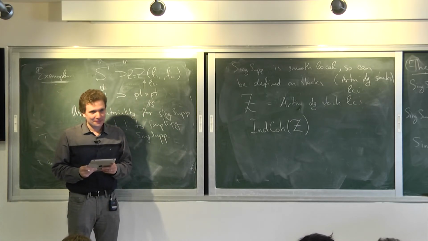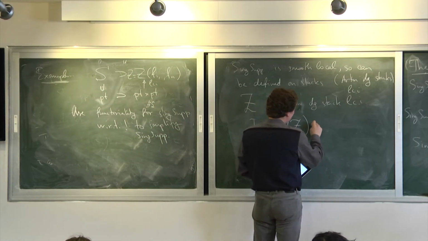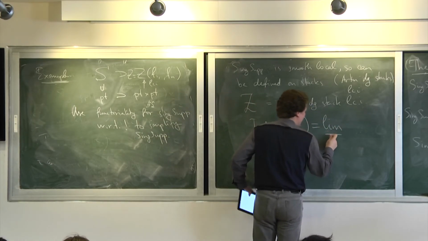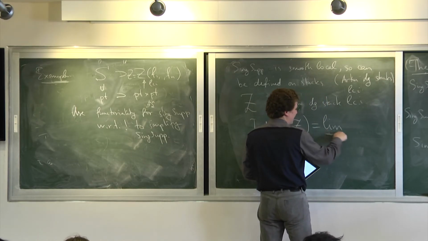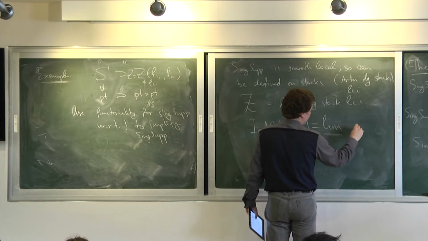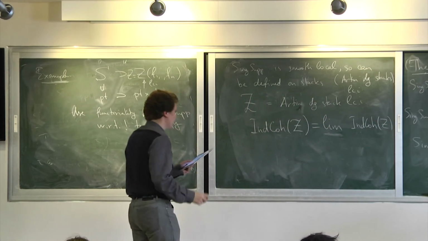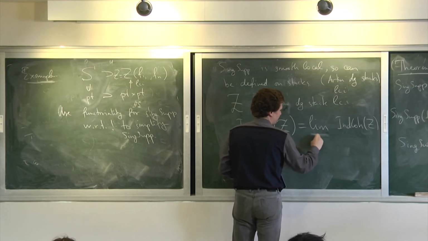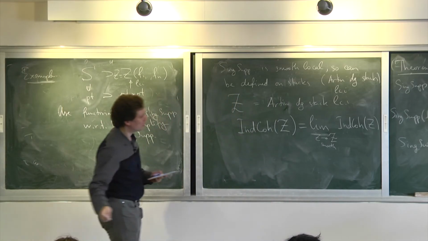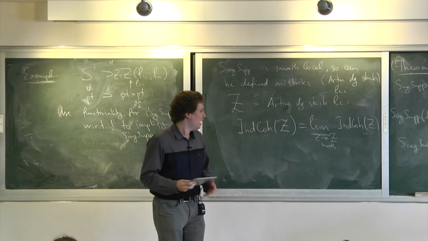So, okay, good. Let me remind you, this is defined to be some kind of limit. I can just write this and remember that it's a limit and not a colimit. So the limit of IndCoh of Z, where in this case I can consider just smooth covers. So I can consider the category of smooth topology on Z, if you like, where Z itself is a scheme.